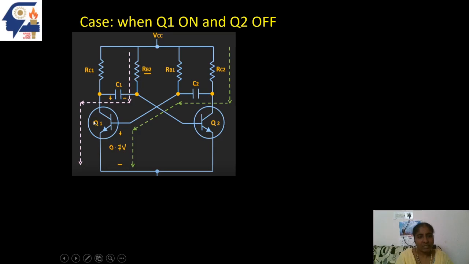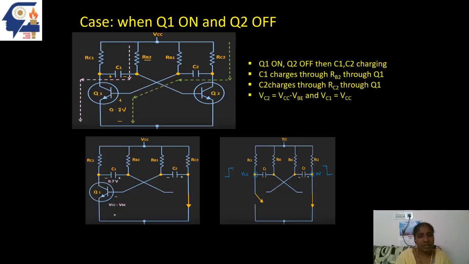As Q1 transistor is in on state, it will act as a short circuit. Initially we considered Q1 transistor in on state, so it will be in short circuit condition. So one end of the capacitor will be grounded through Q1. The other end is connected to the base of Q2, and this is at ground level. It will try to charge to VCC.